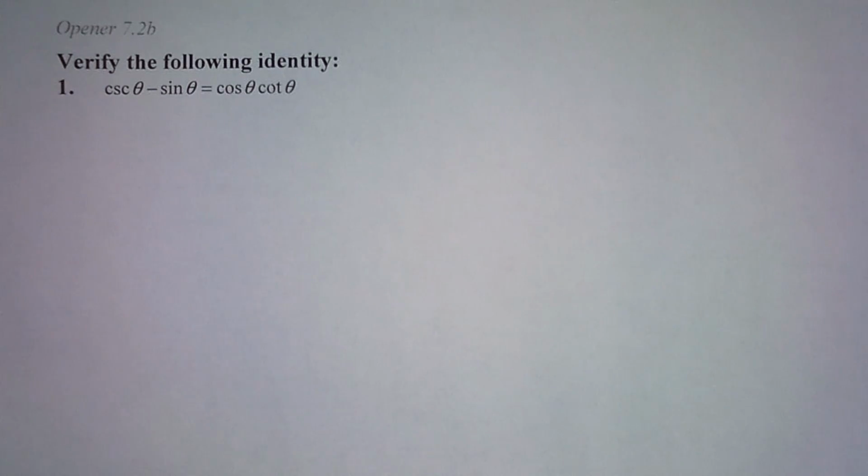There are multiple ways to do any problem like this, because it's not really looking for a particular solution, it's just looking for us to find a way to show that the two sides are equal by making the two sides match. The easiest way to do this one is to put everything in terms of sine and cosine.